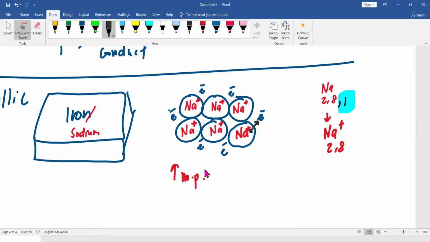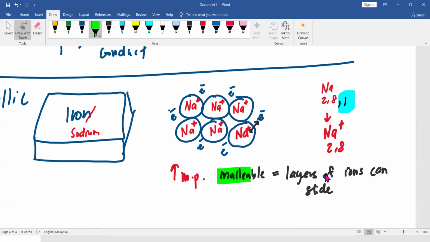Okay? Now, all metals are shiny. All metals are malleable. Do you know what is malleable? Malleable means when I knock it, okay. Glass, when I knock it, it shatters. Metal, when I knock it, it dents. That's called malleable. The reason is because all these layers of atoms or ions can slide over each other when you knock into them. Because the layers of ions can slide. So this is why it is malleable.